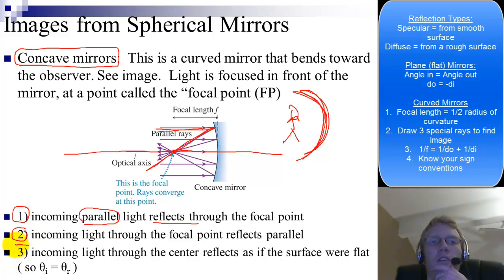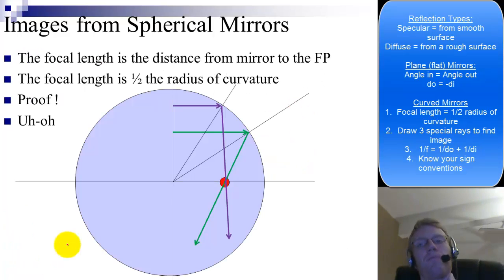And then the third and final rule is, light coming through the center reflects as if the surface were flat. So locally, right here in the middle, since it's changing from curving away to curving towards, at this point the mirror is momentarily flat. So if there's a light ray coming in right here, it's going to come out as if it were flat. Okay? And so you can draw these 3 special rays, and then you can see where they cross, and that will tell you the location of the image. So let's take a look at some examples.